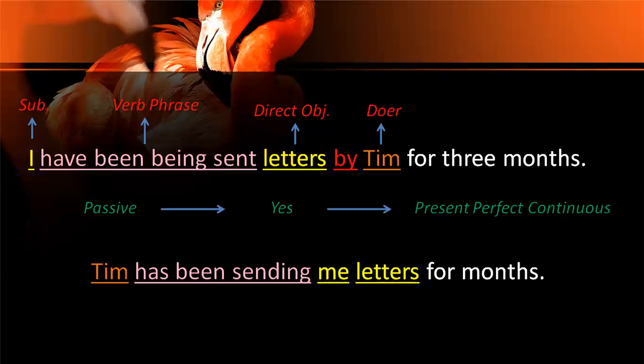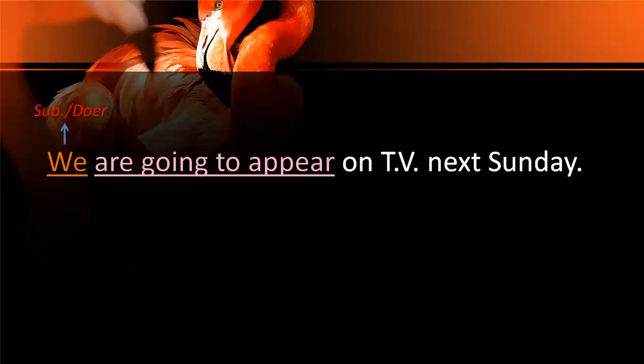I think things are much easier now for you. It only needs you to focus more on the sentence each time you want to change it into passive or active. Look at this sentence as well: We are going to appear on TV next Sunday. Now, "we" is a subject and a doer. Why do we say it is a doer? Who is going to appear? It is we. Therefore, we is the doer of this action.